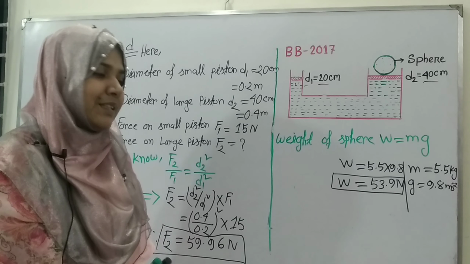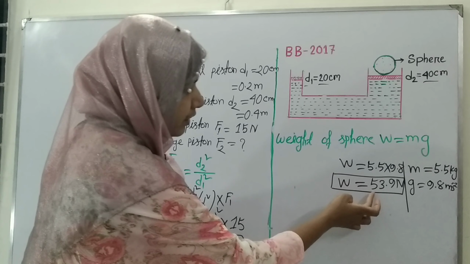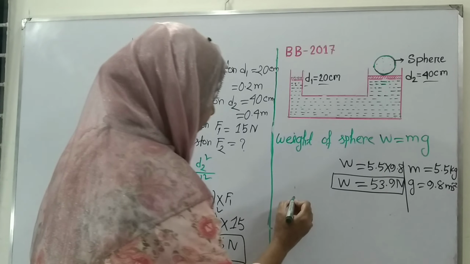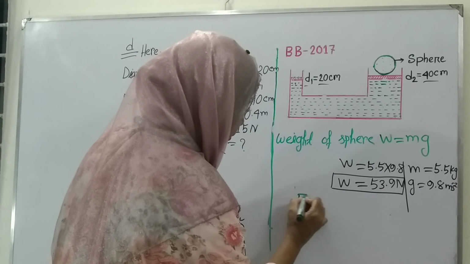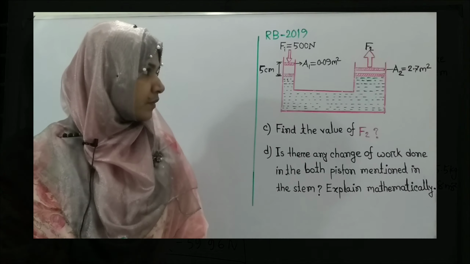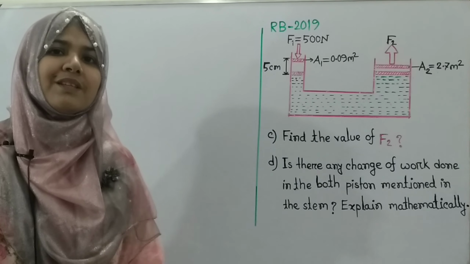So now as you can see, the upward force F2 is greater than the weight of the object. That means F2 is greater than W. That means the sphere will rise up. Now our next question is from Rajshahi Board 2019.